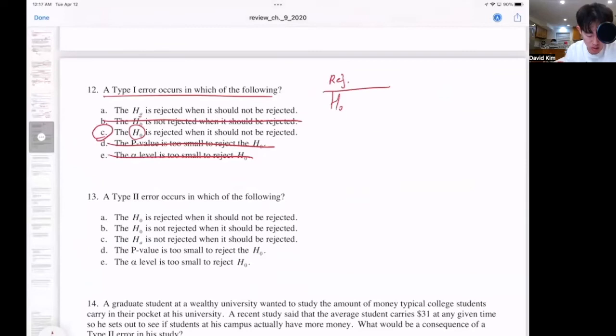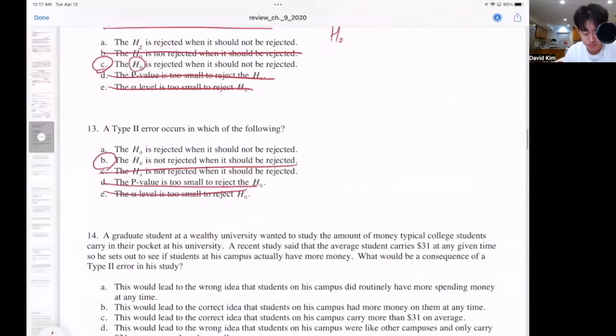A type 2 error occurs. Obviously, it's when H0 is not rejected when it should be rejected. So it's B for 13.